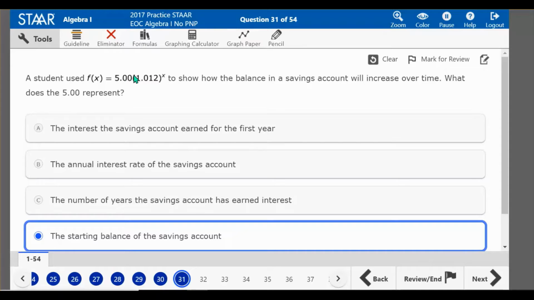The number on the outside is always the initial balance of the savings account in an exponential function. It's like a given rule sort of. That's how exponential functions are.